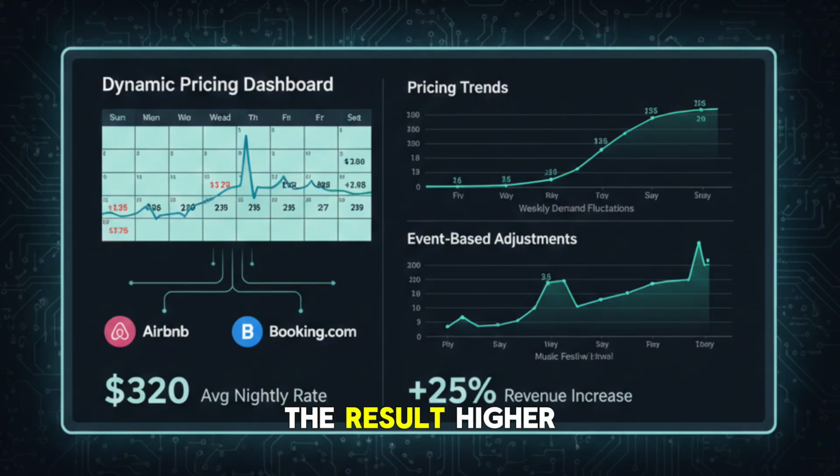The result? Higher average revenue per night and higher occupancy. Because you're not guessing, you're using data. We saw a measurable jump in revenue within the first month of switching from manual pricing. That's not an exaggeration. It's the single highest ROI thing you can do for your operation.